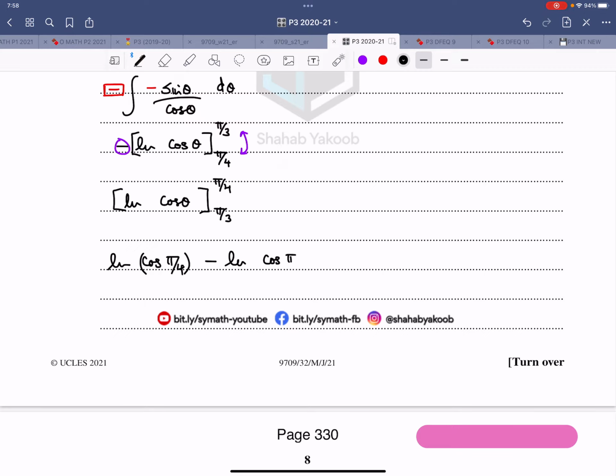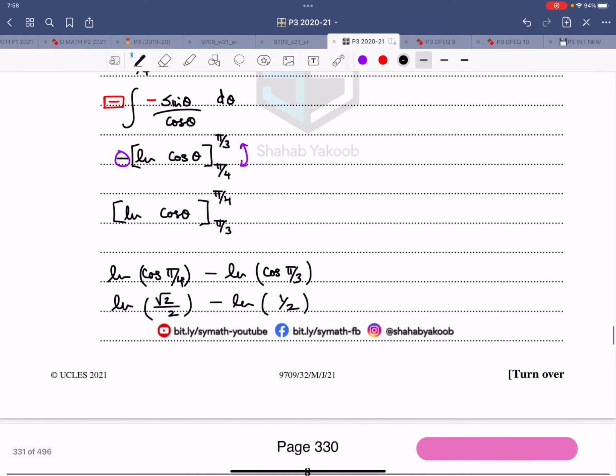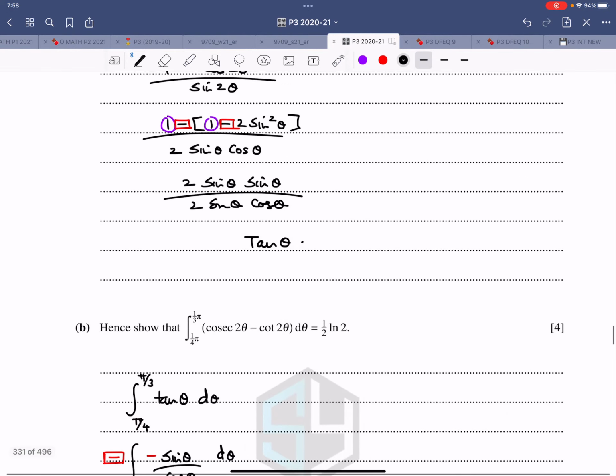A cosine of pi by 4 is root 2 over 2. And this is ln of cosine of pi by 3, that is half. Minus means division, so therefore ln, and this is root 2 over 2 divided by 1 over 2. The 2 and the 2 cancel. This is ln root 2, which is ln 2 raised to power of half, which is half ln 2, and most probably this is the correct answer, which is exactly what I've gotten.